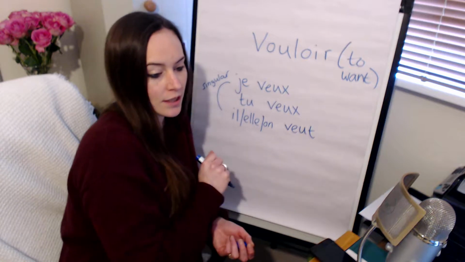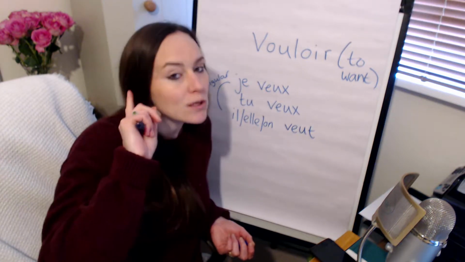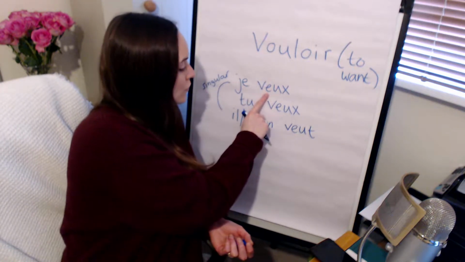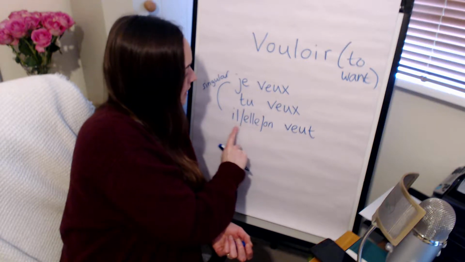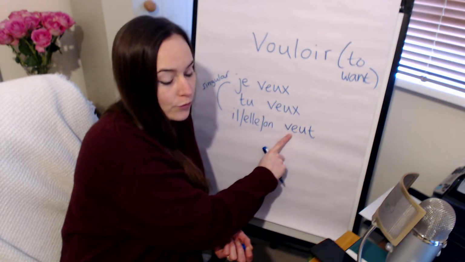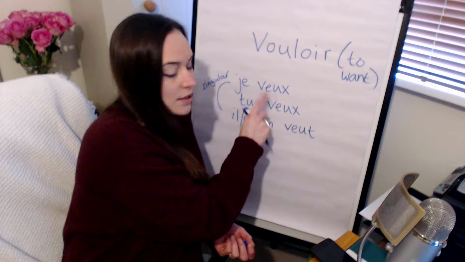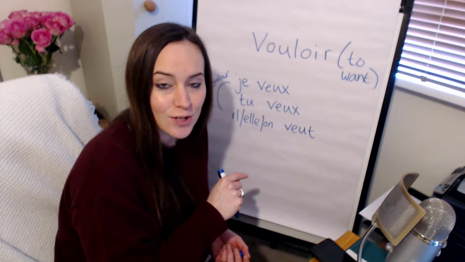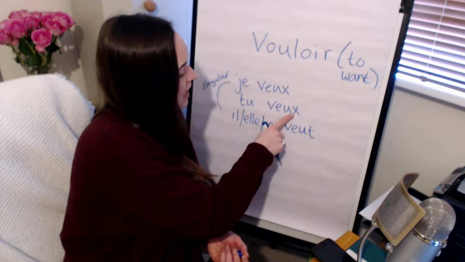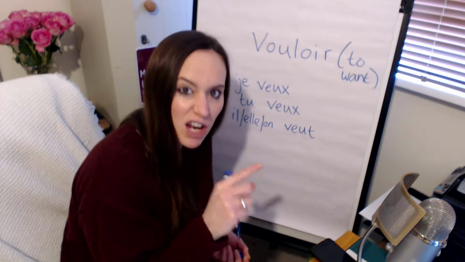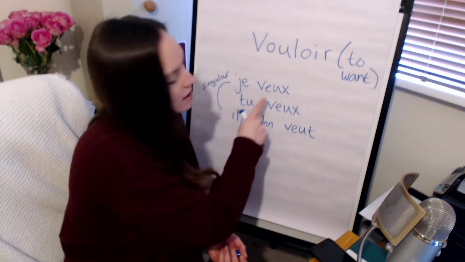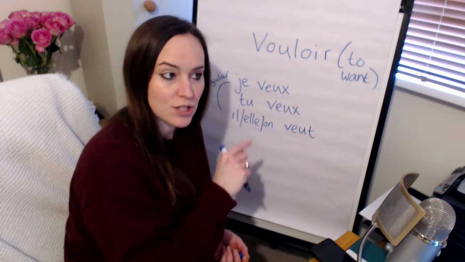V-E-U-T. Mais écoutez bien. Je veux, tu veux, il, elle, on veut. One, two, three. They all sound the same, those first three. So despite these having an X at the end and this having a T, they're actually pronounced in the same way. So that might help you remember that conjugation.